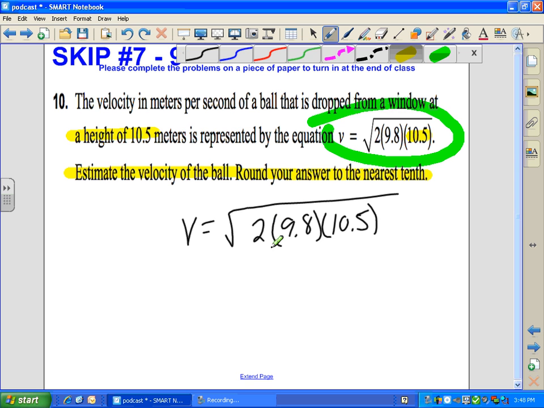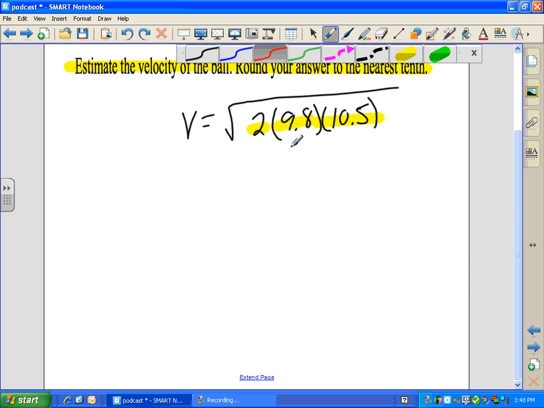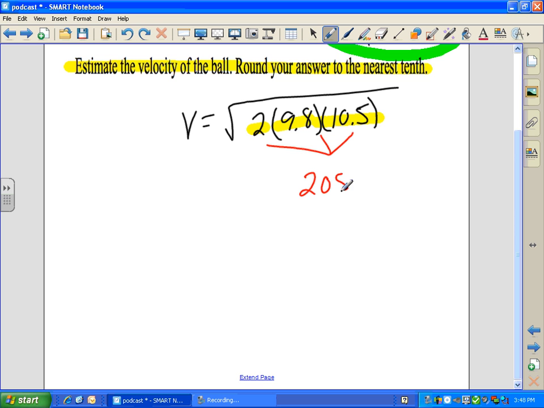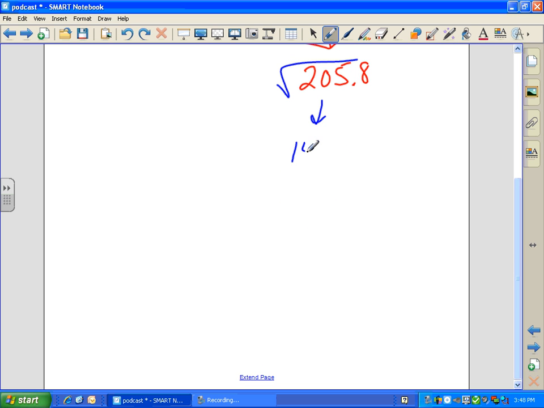So take your calculator and do 2 times 9.8 times 10.5. When you multiply that together, you should get 205.8. But that's not the answer, because I need to go back and find the square root. So type square root on your calculator, and you should get an answer of 14.345731. Plus 10 bears, I beat you.